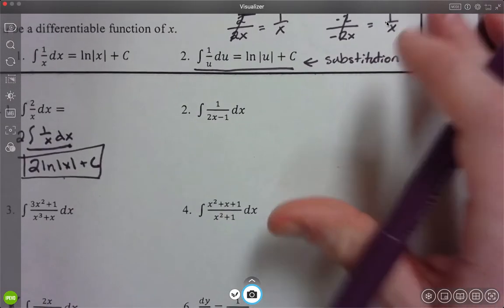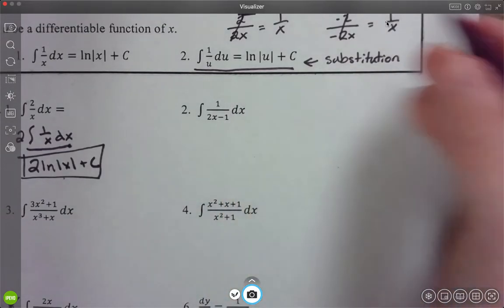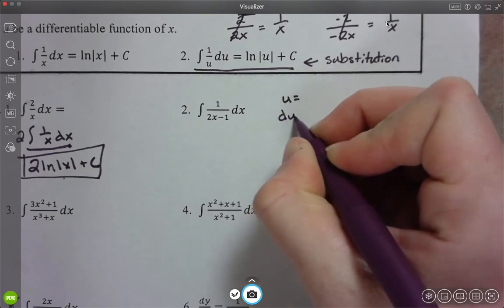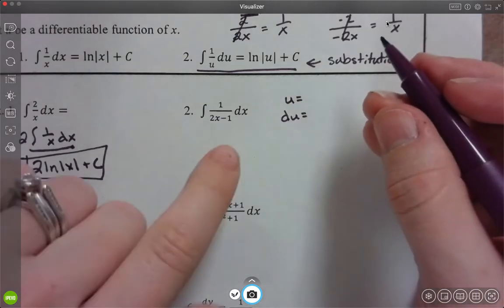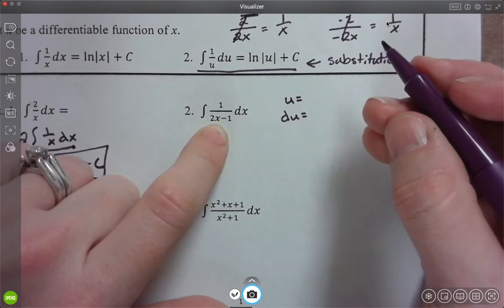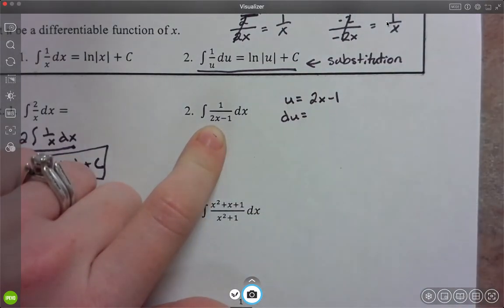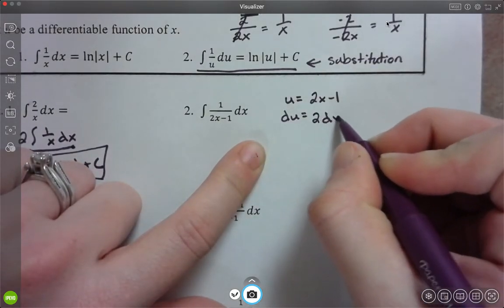Now number 2, it's not just 1 over x, it's 1 over 2x minus 1. So this is going to be one where we're going to have to use substitution, so u and du, okay? And we want to set our u equal to our bottom number so that eventually we can write this as 1 over u, right? So 2x minus 1 is going to be my u. Okay, and then the derivative of that, 2x minus 1, will just be 2 dx, okay?